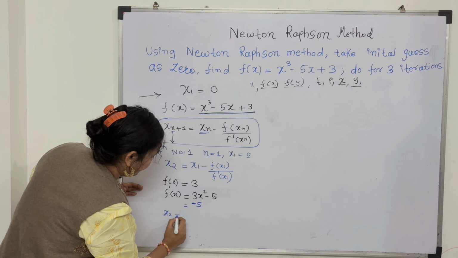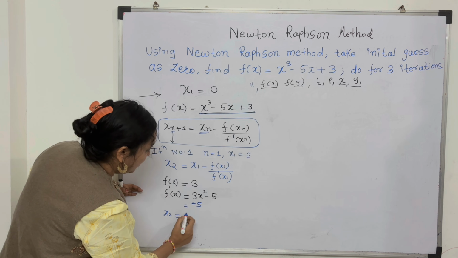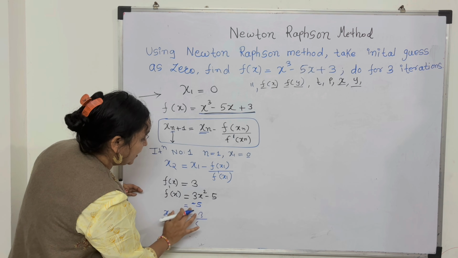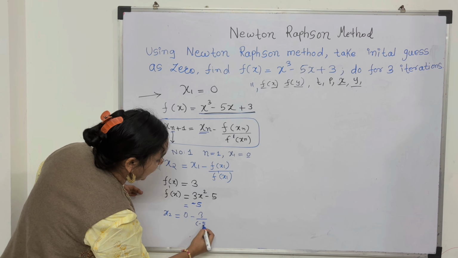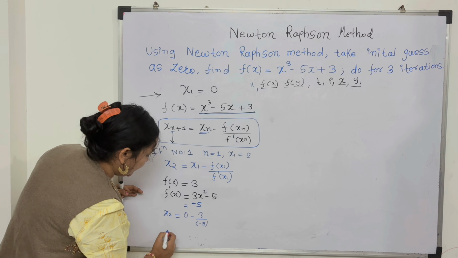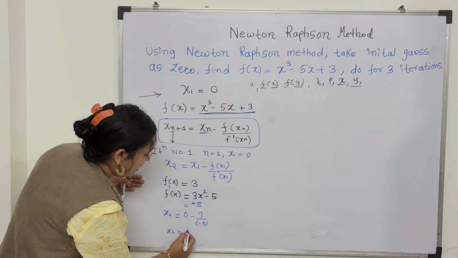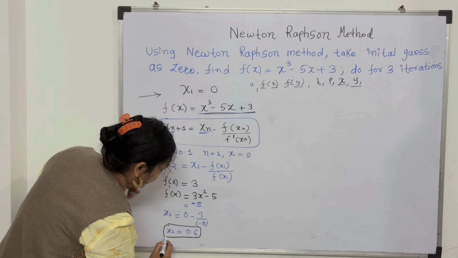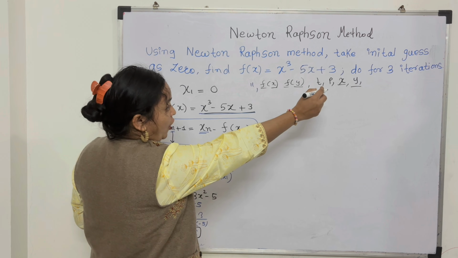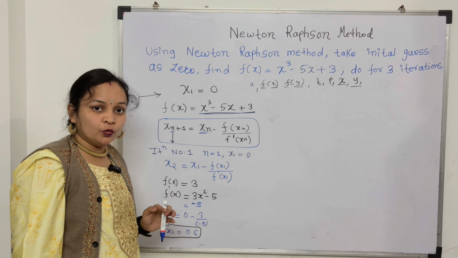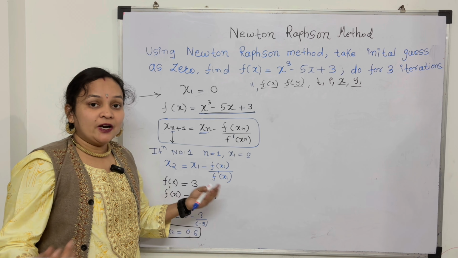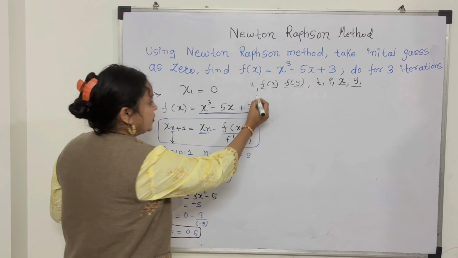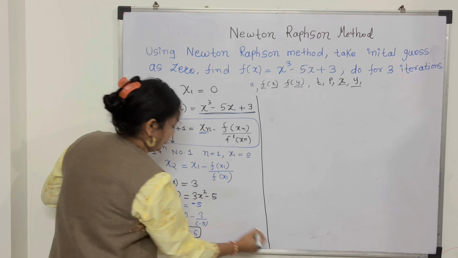So now x2 becomes the x1 value 0 minus f of x, which is 3, divided by minus 5. Since it is negative, I am going to put it into brackets. If you solve this, you get the x2 value as 0.6. Now generally they already mention how many iterations you want to do, but in some numerical statements they do not mention it, so you have to go for the nearby value of x. So just go for the second iteration.